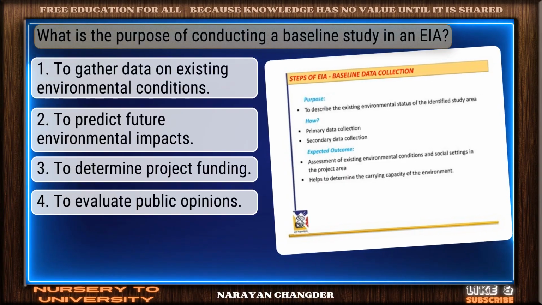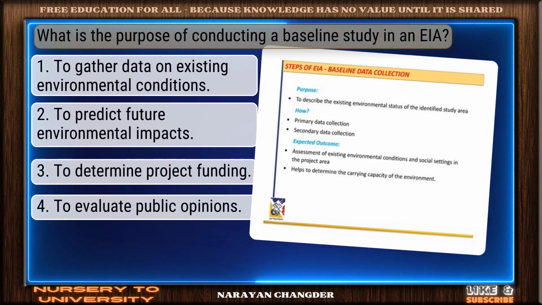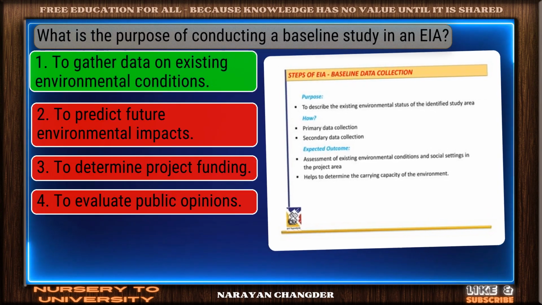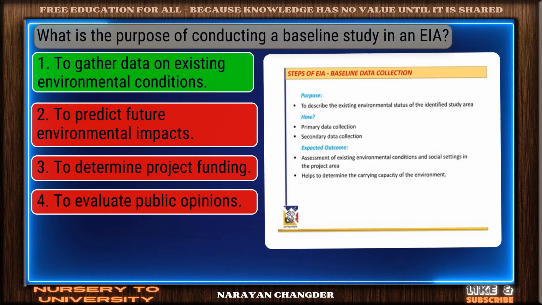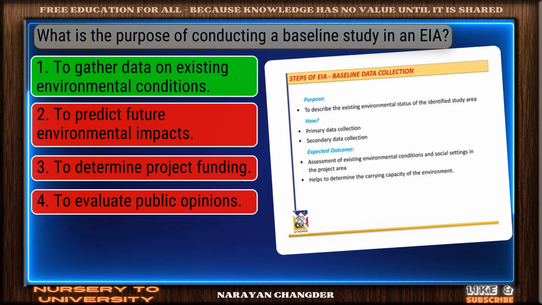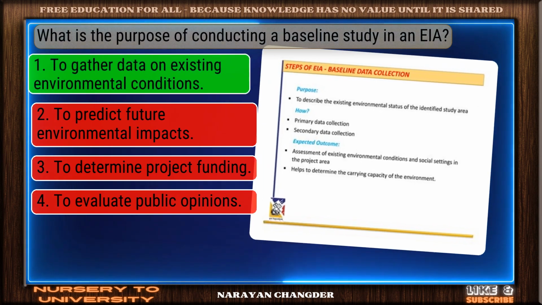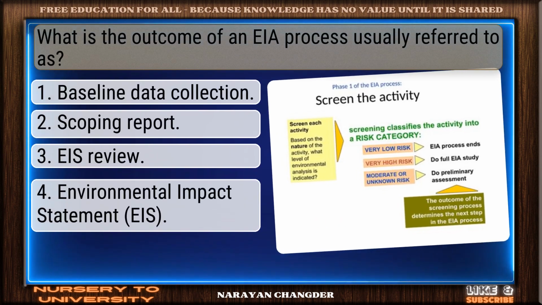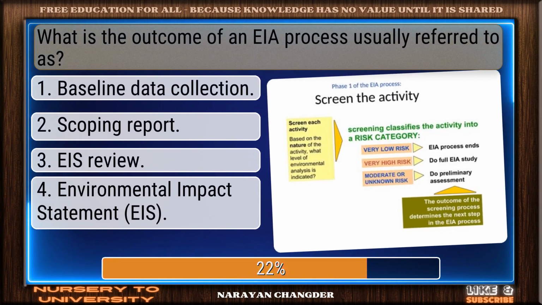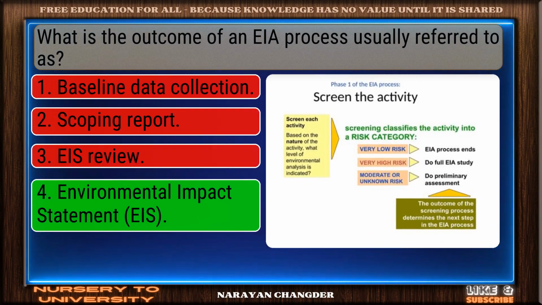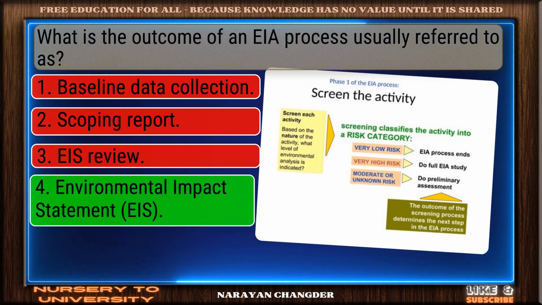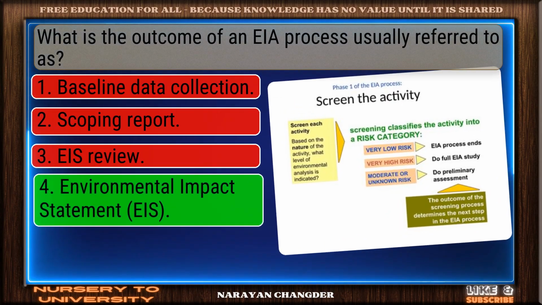What is the purpose of conducting a baseline study in an EIA? Right choice. To gather data on existing environmental conditions is the best answer. What is the outcome of an EA process, usually referred to as? Nicely done. Environmental impact statement is a solid answer.